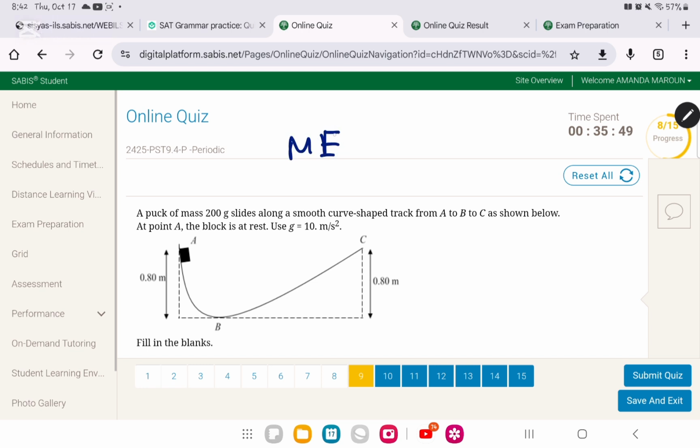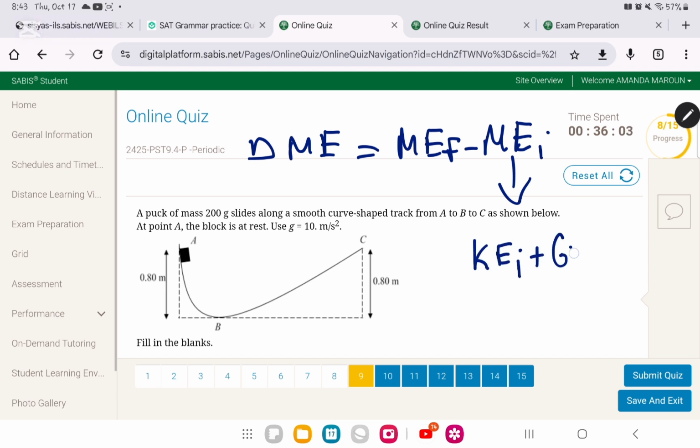We need to find mechanical energy. Change in mechanical energy is equal to mechanical energy final minus mechanical energy initial. Now we're finding mechanical energy initial. We know that it is kinetic energy initial plus GPE initial. We know that the kinetic energy initial of this was 0. Why?